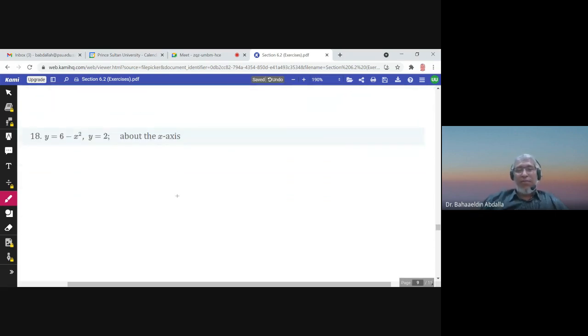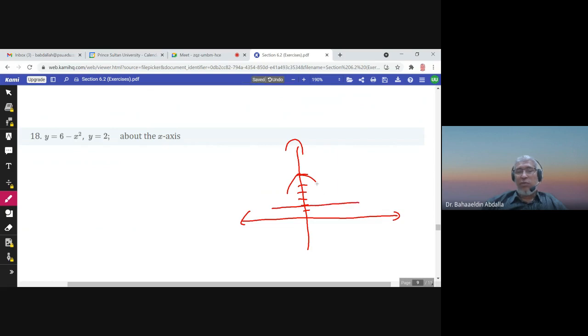Y equals 6 minus x squared. This is a graph of a parabola, opens down, taking 6 units up. So it goes like this. This is the line y equals 2. So they will intersect somewhere, and the region, this region, we will rotate about the x-axis.